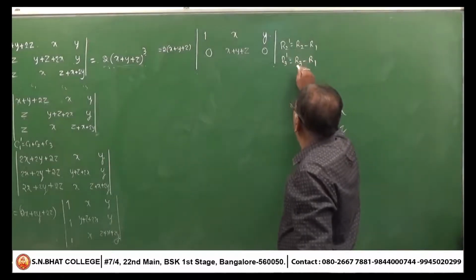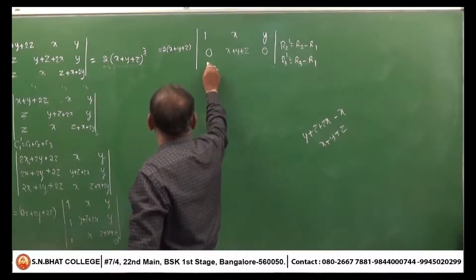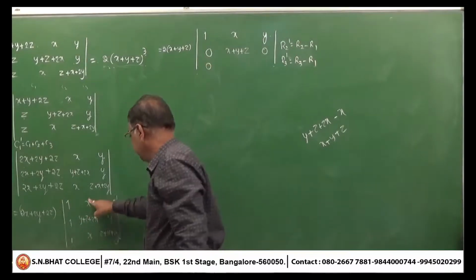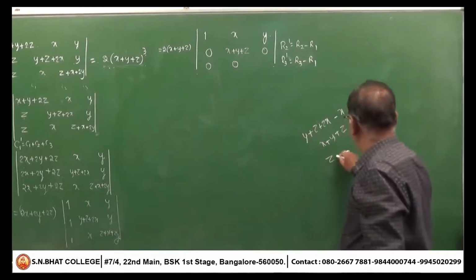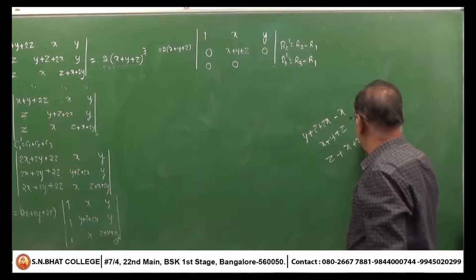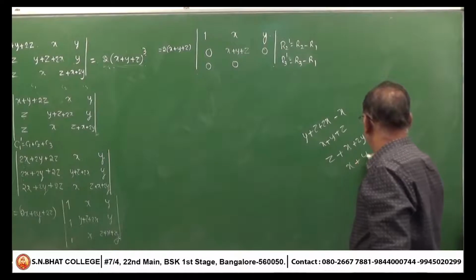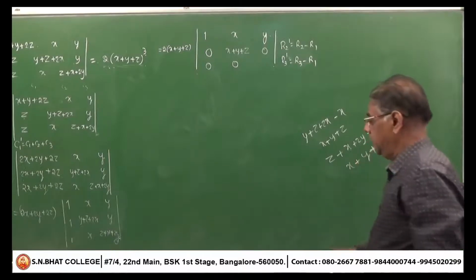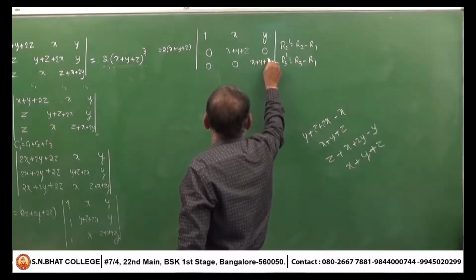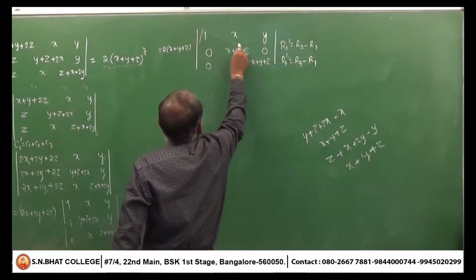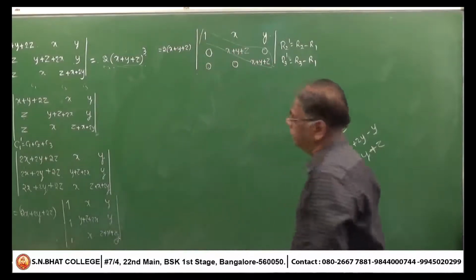Next, R3 dash is R3 minus R1. 1 minus 1 is 0. X minus x is 0. Next, z plus x plus 2y minus y: 2y minus y is y, so x plus y plus z. This is the principal diagonal element. The elements below the principal diagonal are zeros.